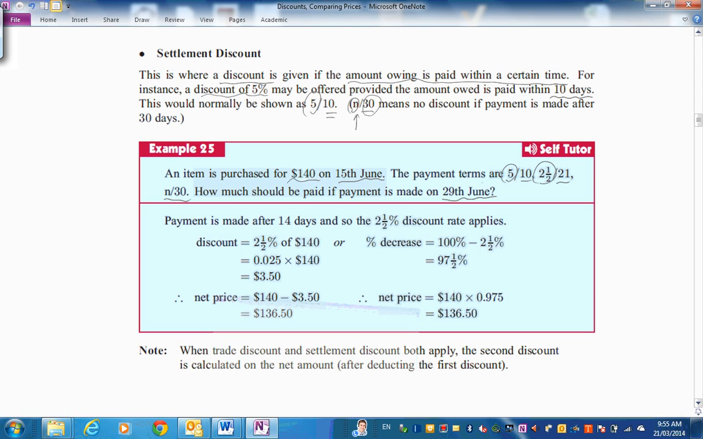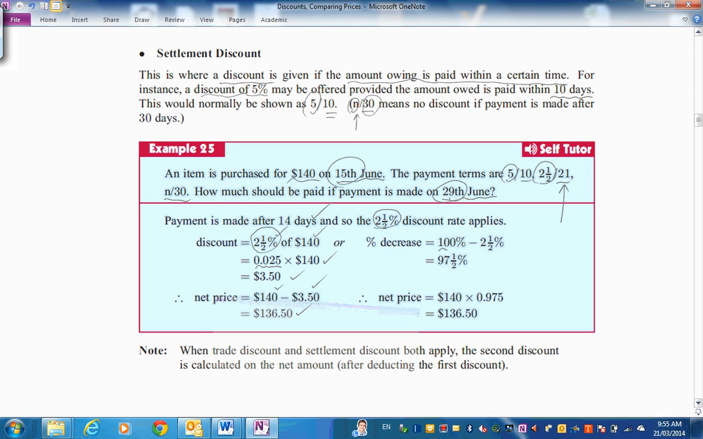Let's have a look. 29, take 15, that's 14 days. So what are we going to get? We're going to get 2.5%, because up to 21 days to pay is 2.5% discount. Let's work it out. 2.5% of 140. 2.5 over 100, percent means on over 100. Dividing 2.5 by 100 is 0.025. Times 140, you get $3.50 off. So instead of paying 140, take off $3.50, is $136.50.